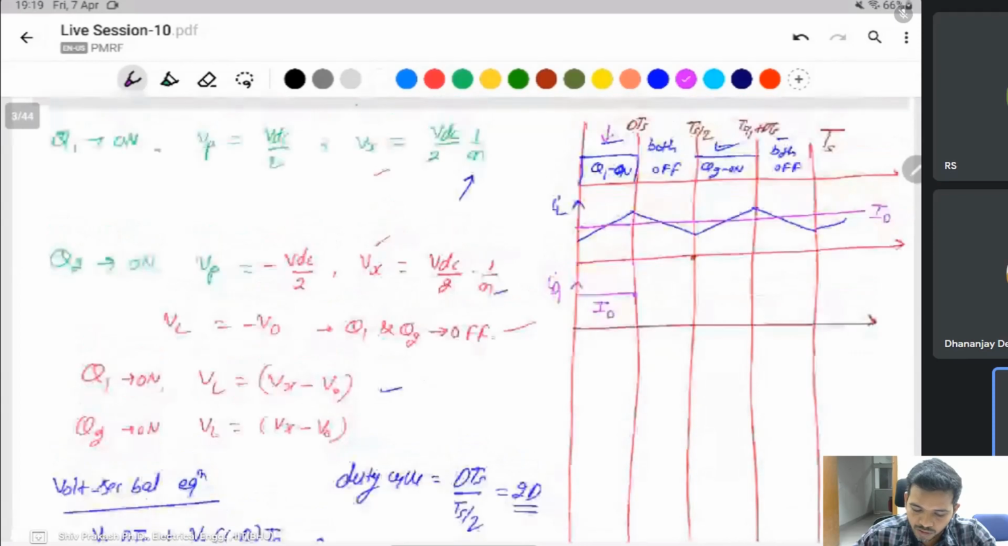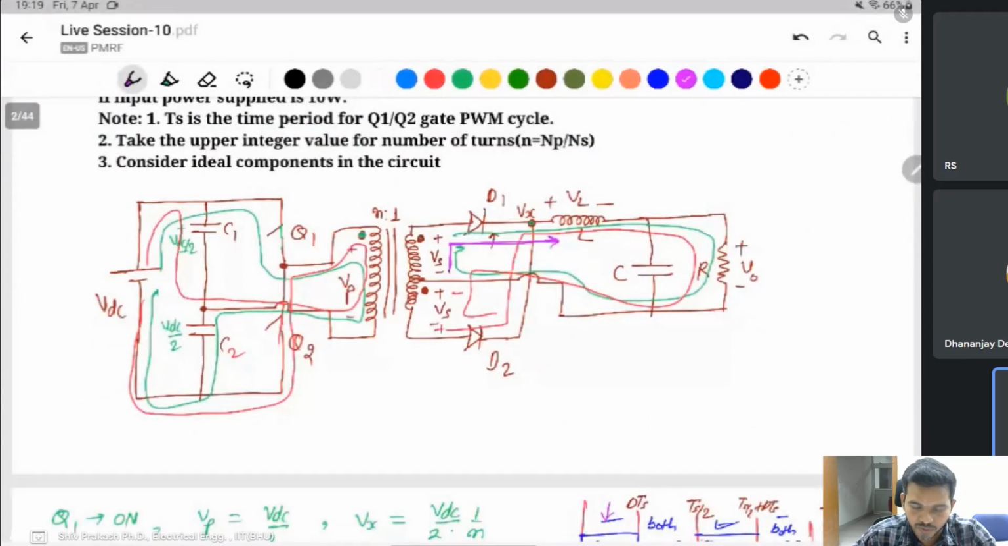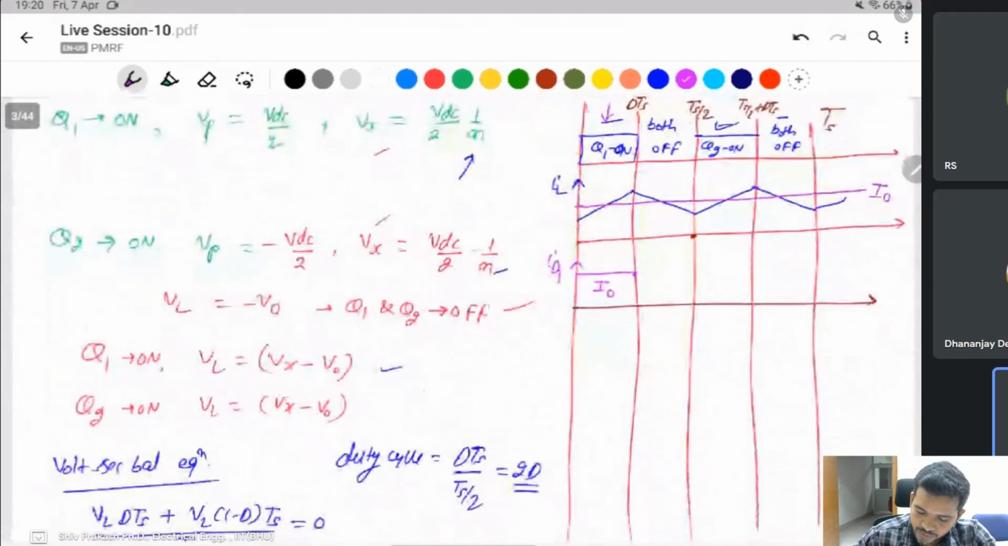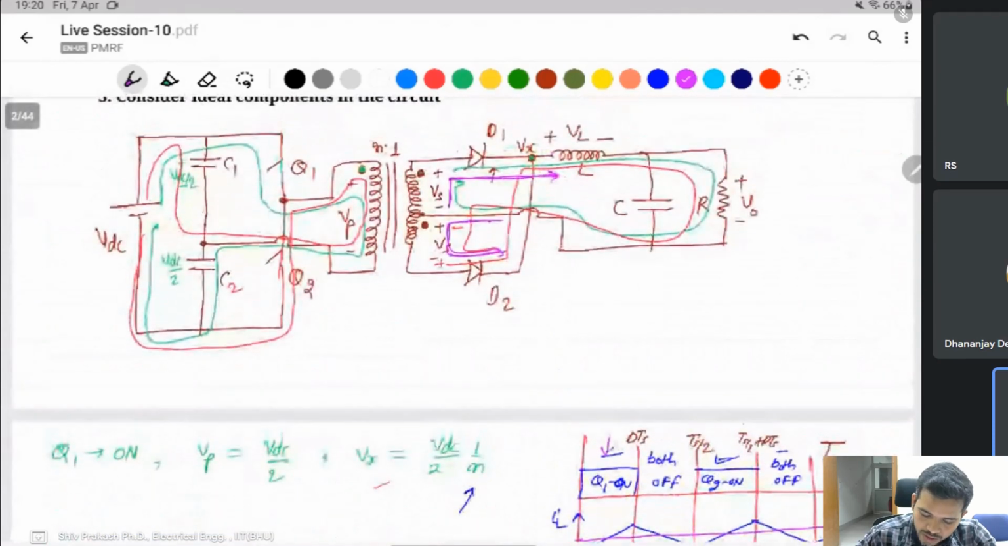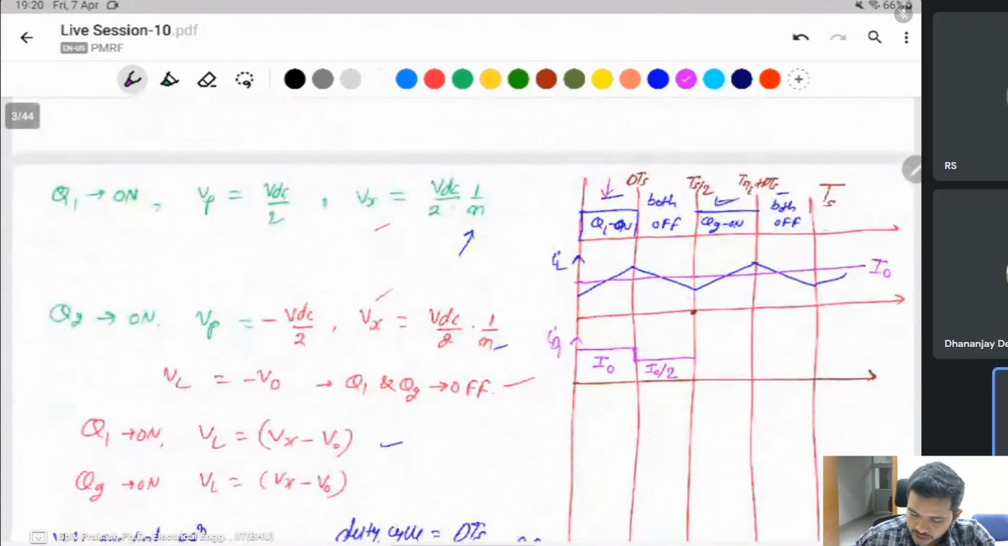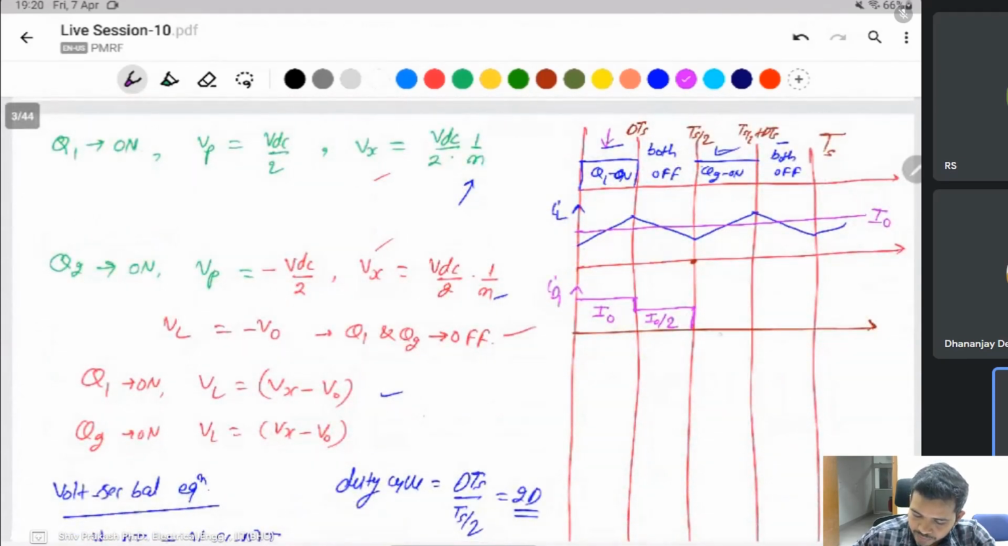After that, when Q1 and Q2 are both off, the IL current flows like that, half from D1 and half from D2. At that time this current is I0 by 2. When Q2 is on, it means D2 is conducting, then this current is 0. After that, when both are off, the current is equally divided, so I0 by 2.